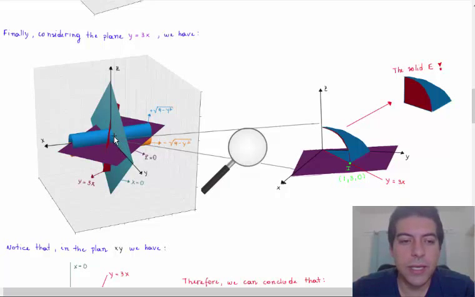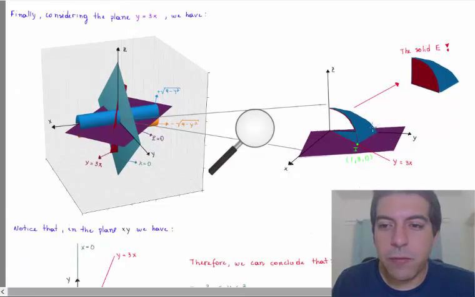To get the solid E, we have to analyze all the intersections among the cylinder and the planes in the first octant. If we focus on those intersections, we get this isolated region as shown in this figure, that will provide the integration limits to calculate the mass of the solid.